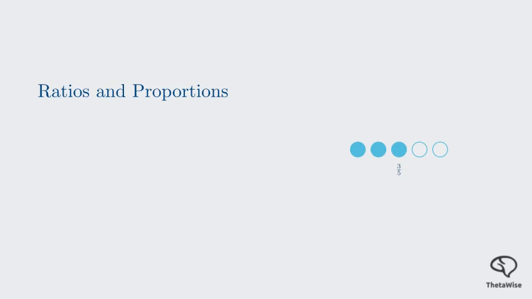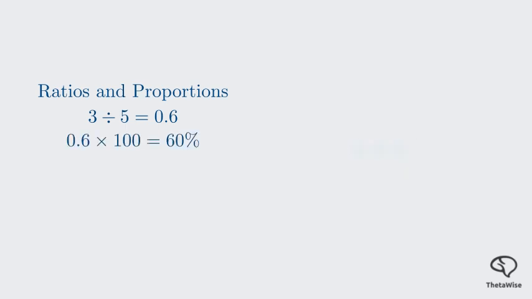To convert this fraction to a decimal, we divide the numerator by the denominator. So 3 divided by 5 equals 0.6. And to get a percentage, we multiply the decimal by 100. 0.6 times 100 gives us 60%. So you can see that fractions, ratios, decimals, and percentages are all just different ways of expressing the same relationship. They are different forms of the same number.